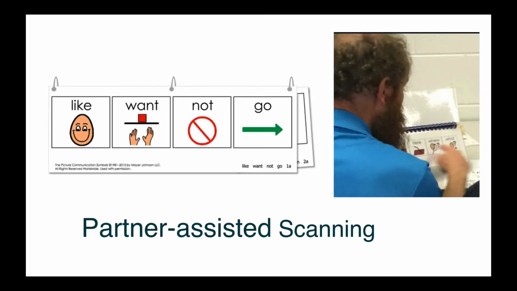Partner-assisted scanning is one way that students who have complex bodies and limited use of their hands for pointing can use the Universal Core. Partner-assisted scanning has minimal physical demands, which allows students to focus on the act of communication. Any student who cannot point to symbols and can hear could benefit from partner-assisted scanning.